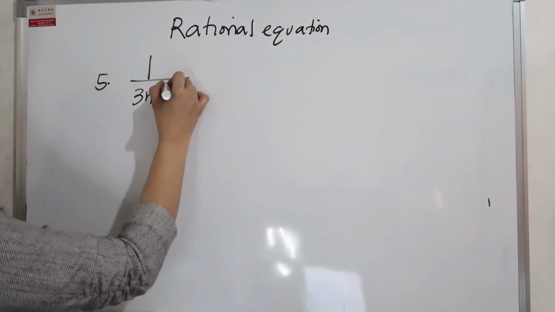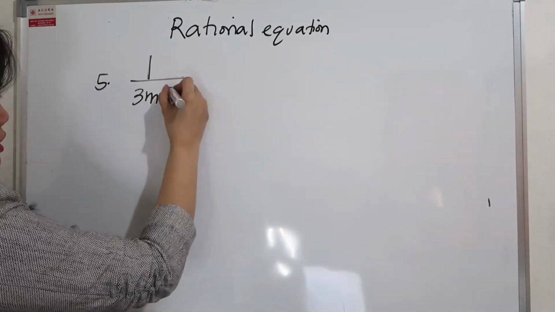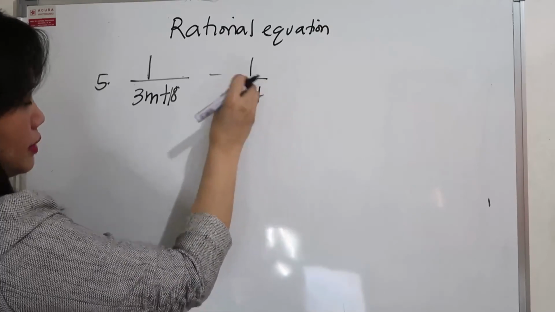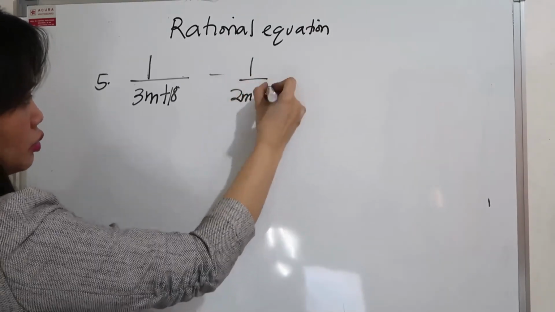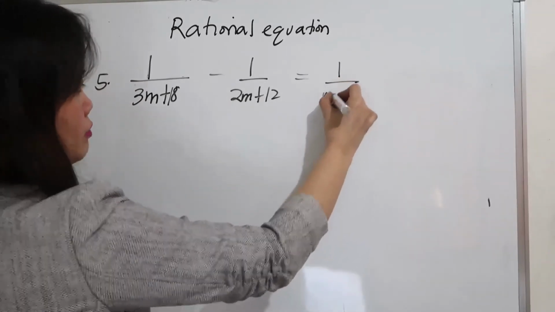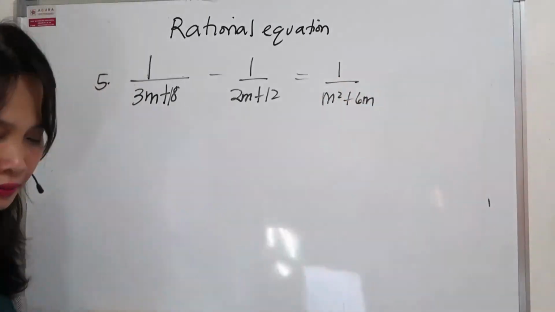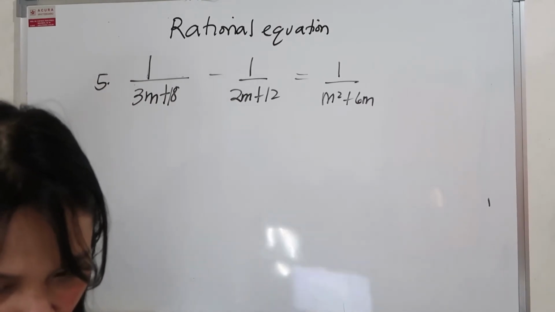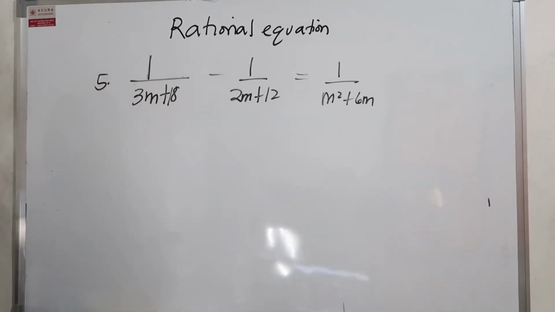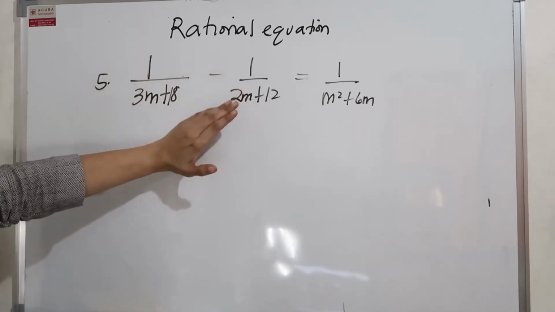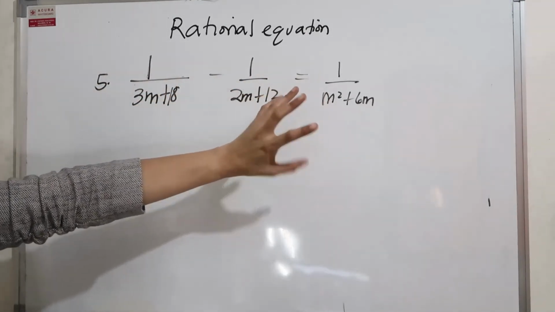1 over 3m plus 18 minus 1 over 2m plus 12 is equal to 1 over m squared plus 6m. So the answer is negative 6. How do we find that? How do we get that? So in number 5, the given is 1 over 3m plus 18 minus 1 over 2m plus 12 is equal to 1 over m squared plus 6m.